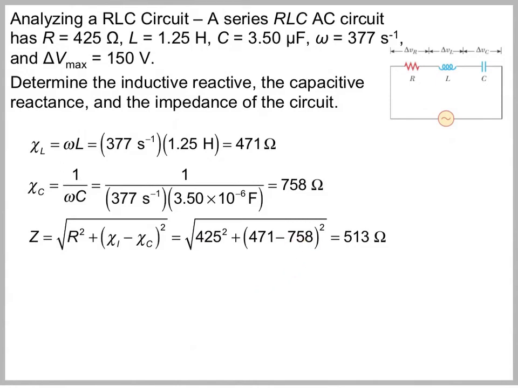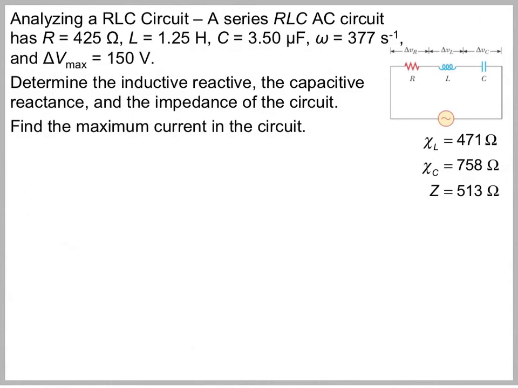So next, find the maximum current in the circuit. Well, Imax is Vmax over the impedance, so it's 150 volts over 513 ohms, or 0.292 amps.